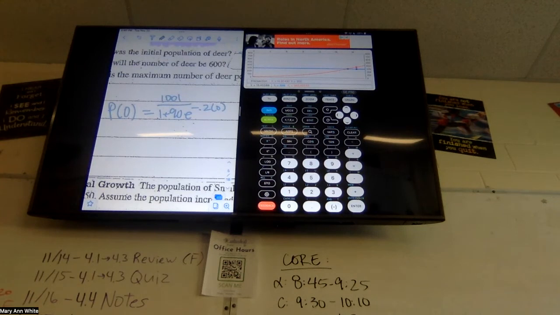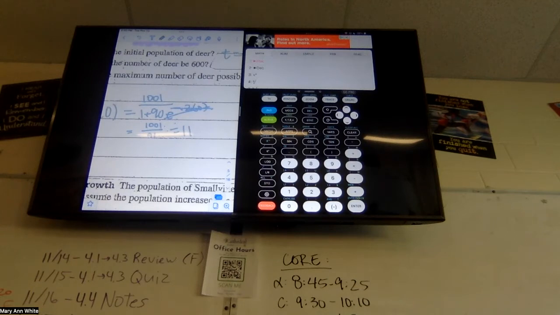Now, just like last time, negative 0.2 times 0 is going to be 0. e raised to the power of 0 is just 1. So I'm left with just 1001 over 91. And I actually think I can do that on my calculator, 1001 divided by 91, and that equals 11. So my initial population of deer was 11 deer.